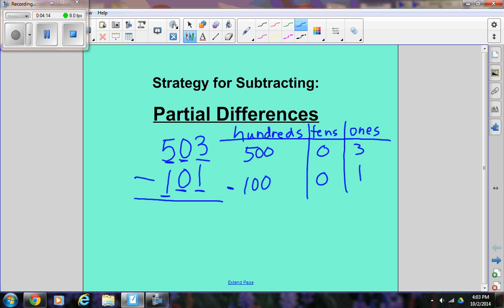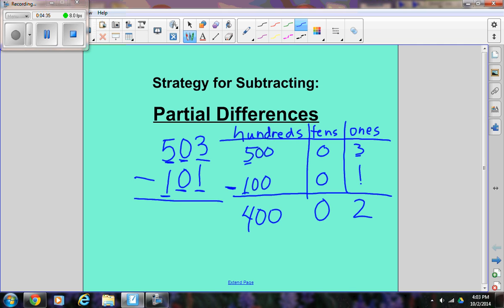Then I have my subtraction sign. I'm taking away. I'm going to draw my line. I have 3 ones, take away 1. 3 take away 1 is 2. 0 take away 0, no tens. I have a 0 that's going to hold the place. And then I have 500 take away 100. I know that that is 400.